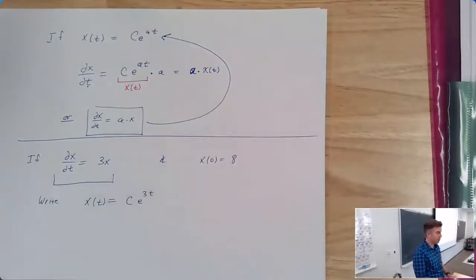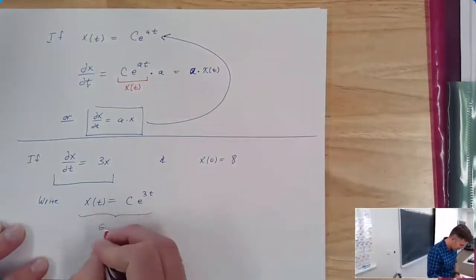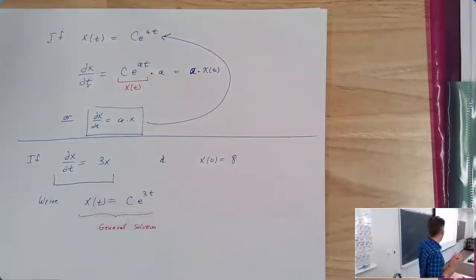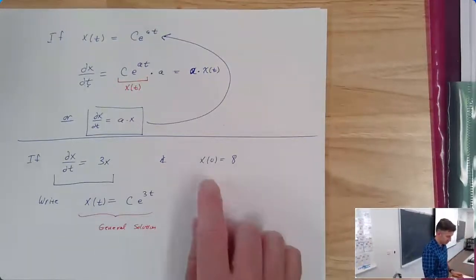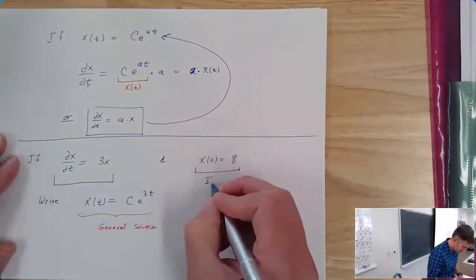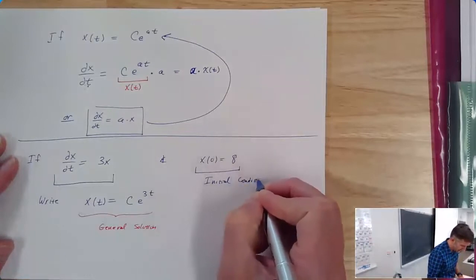I believe that should be our solution, our general solution. And it's general because it's the solution with regard to any situation. We don't have any initial condition yet that's going to make it more particular. But now we are going to look at the particular situation where we have this initial condition. And this initial condition basically says you need to figure out what C is.